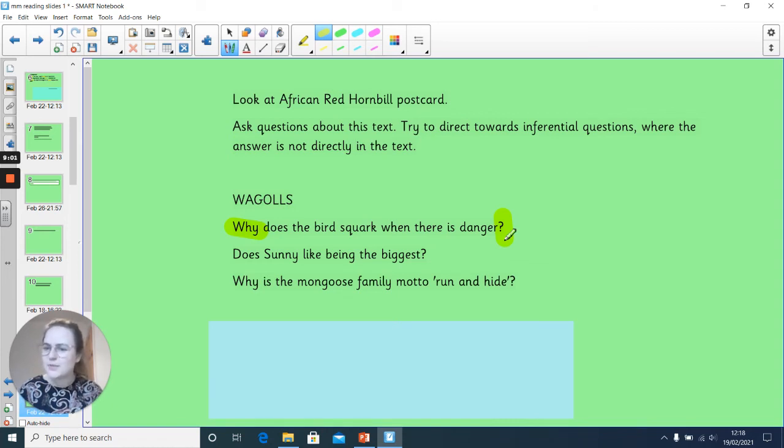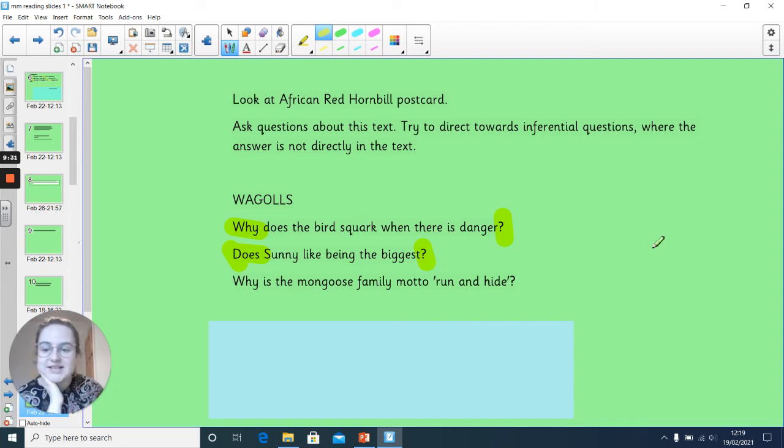I want to know, why does the bird squawk when there is danger? Is he trying to protect the mongooses? I'm not sure. Or is he trying to protect somebody else? Or is he just scared, so he's squawking really loudly because he thinks he might get eaten by the jackal? I have no idea. My next question is, does Sunny like being the biggest? I think we might know the answer to that one, but it doesn't say it exactly in the text. It just gives us a little clue. Does Sunny like being the biggest? I've started it with the question word does and a capital letter, and I've ended it with a question mark.